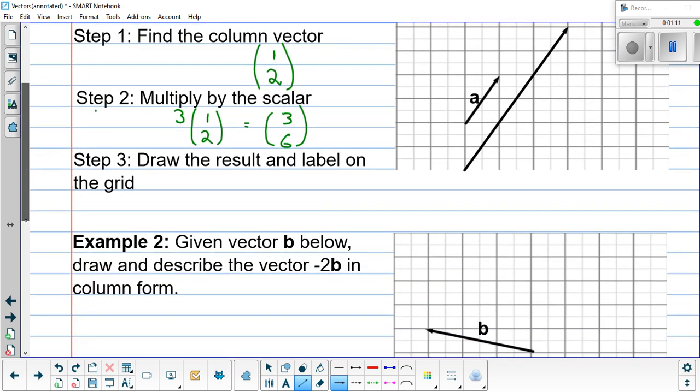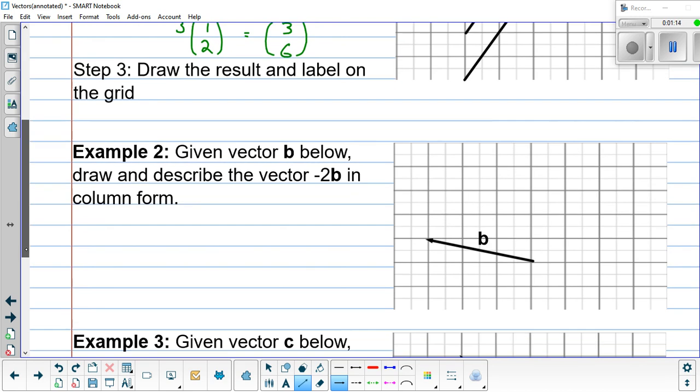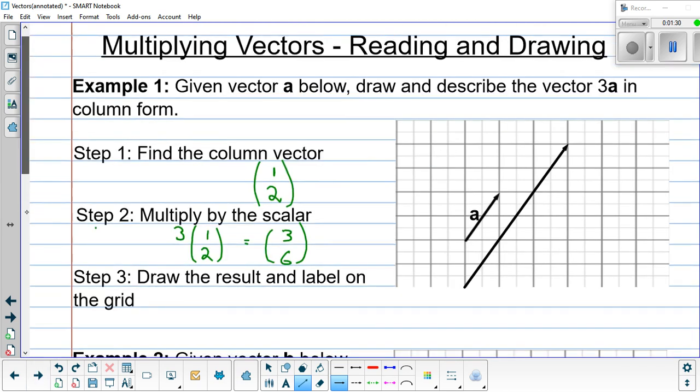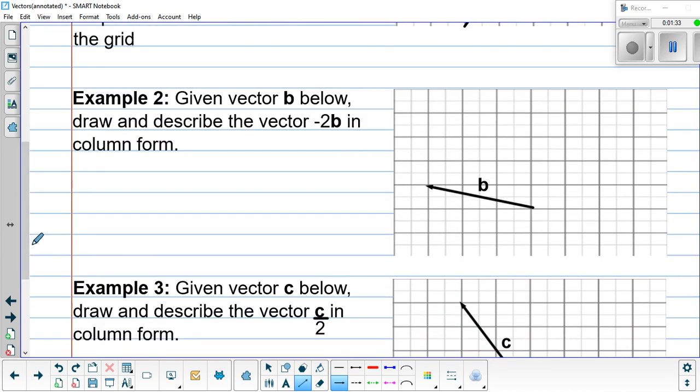So here we're given the vector B. We want to draw and describe the vector negative 2B in column form. So if B goes 3 left and 1 up, negative 2B will be 6, but it'll be the opposite way. Sorry. Instead of doing what I did here, what happens if I don't want to figure out the column vector? I just want to draw it right away, right? So here, we're doubling everything, right? So instead of going 1 up, we're going 2 down. And instead of going 3 left, we're going 6. So 2, 4, 6. Okay.